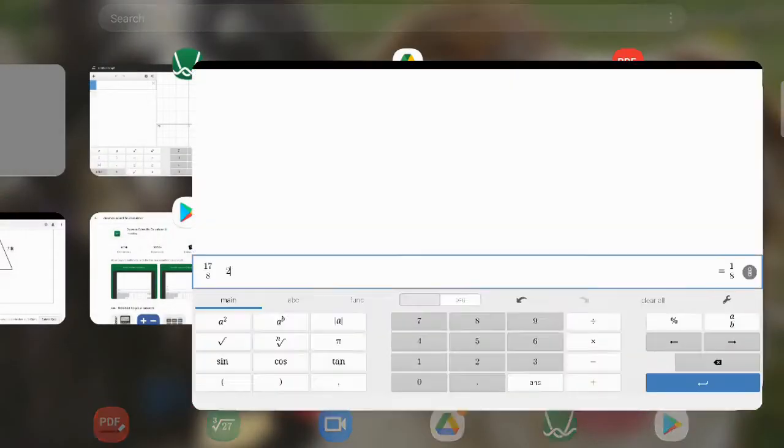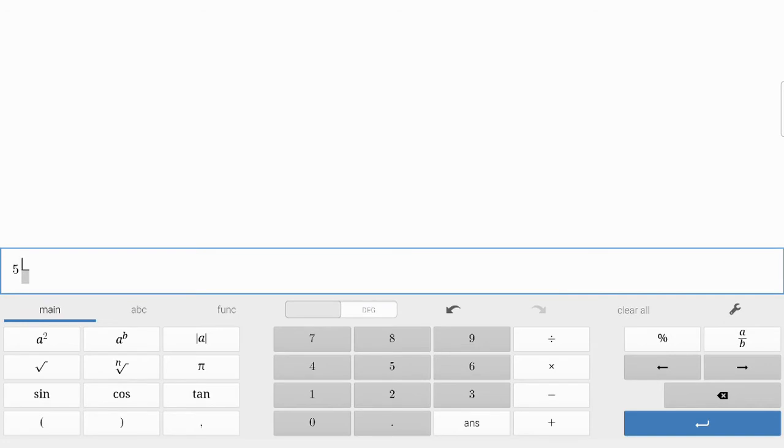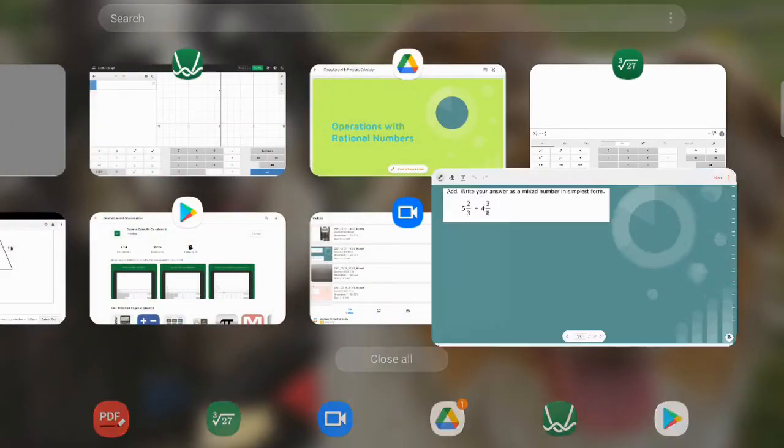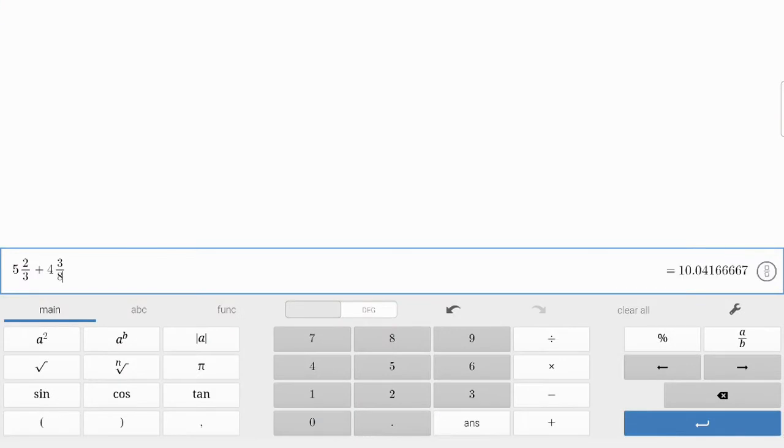So we are going to use our scientific Desmos calculator. 5, fraction bar, and 2/3. And we want to add 4, 3/8. So fraction 3/8. Okay, we get 10.04. Now remember, if I click the fraction button, that's going to give me an improper fraction, but I need to write my answer as a mixed number. So I'm going to come back here. I'm going to change it back to a decimal.